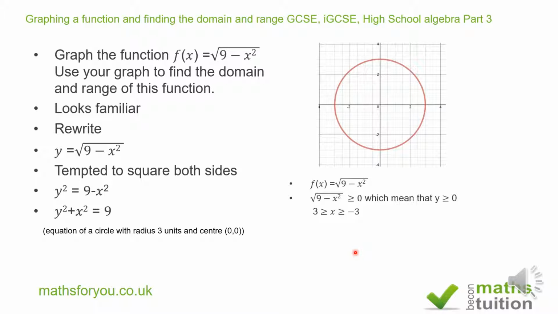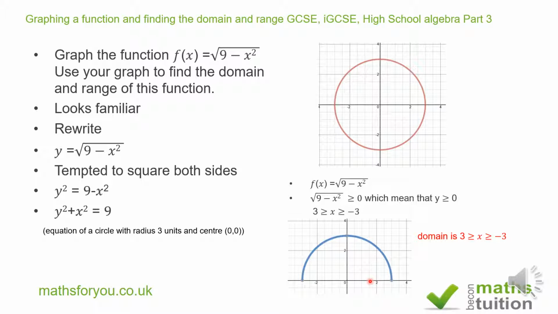So our graph will look something like this one here. And then straight away we can see that the domain is within the interval of x is greater than or equal to minus 3 and less than or equal to 3. So that's our domain. The range will be within the interval of y is greater than or equal to 0 and less than or equal to 3. So those are our answers.